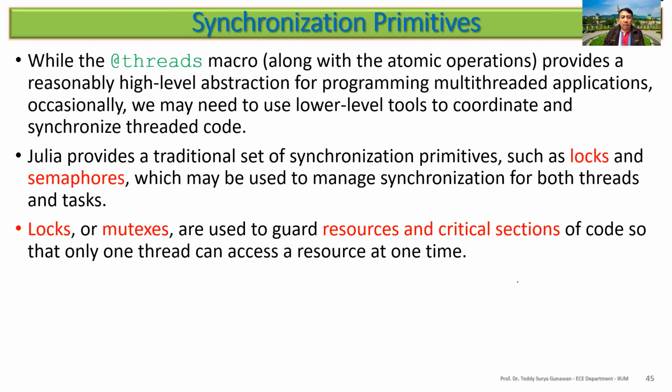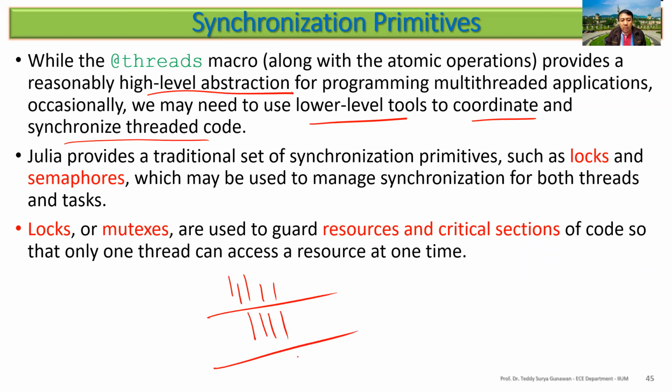While the thread macro provides a reasonable high-level abstraction, so we don't need to worry about the details, we might need to use lower level tools to coordinate and synchronize threaded code. For example, put a synchronization barrier. In MPI, this is called a barrier.